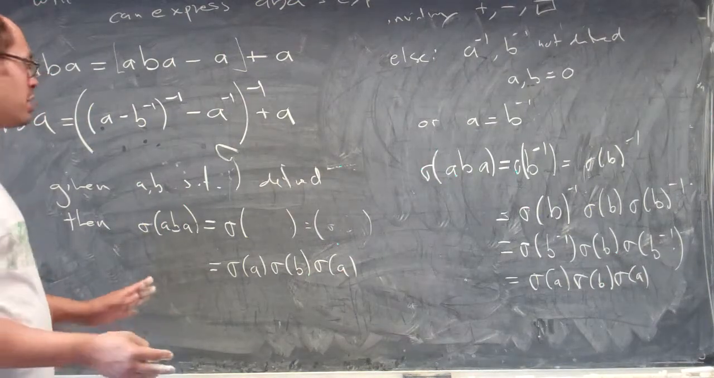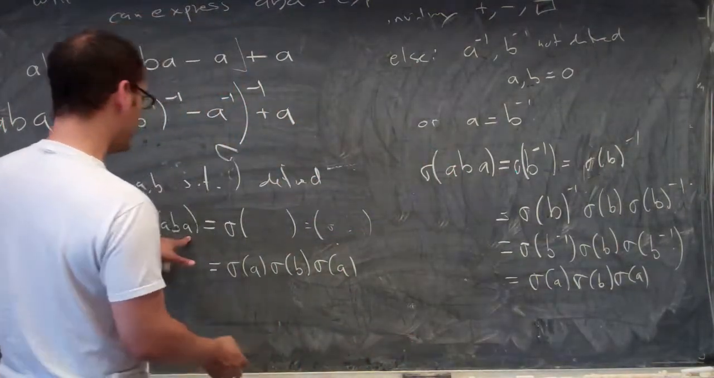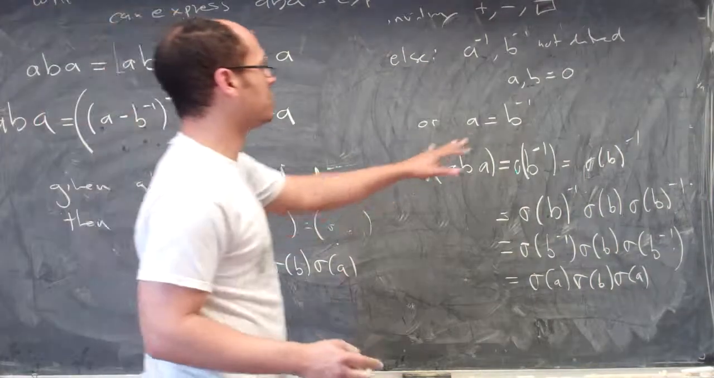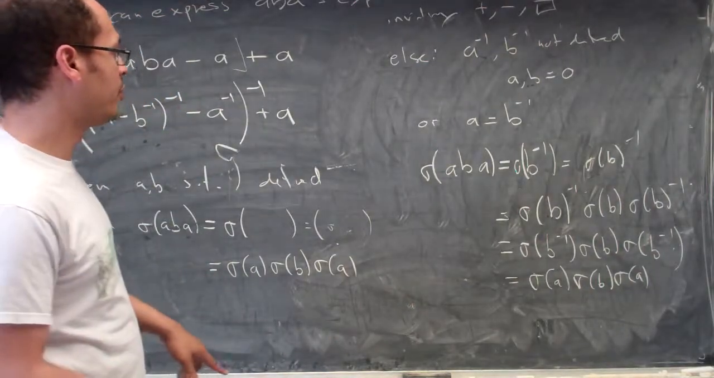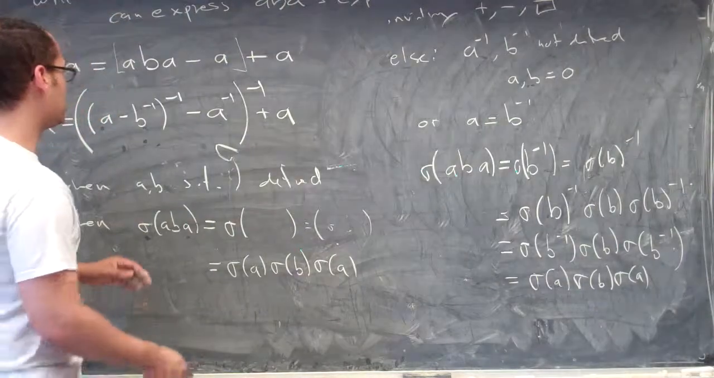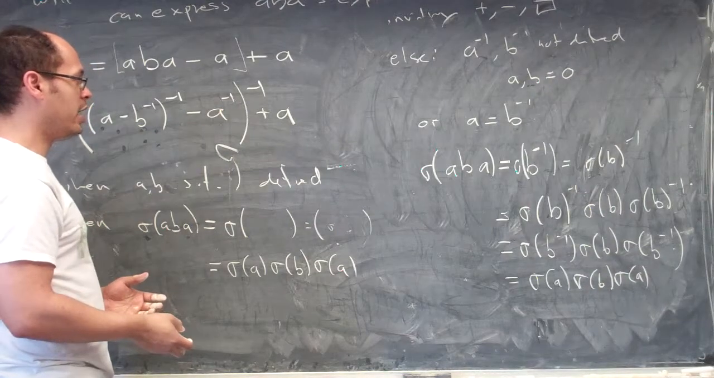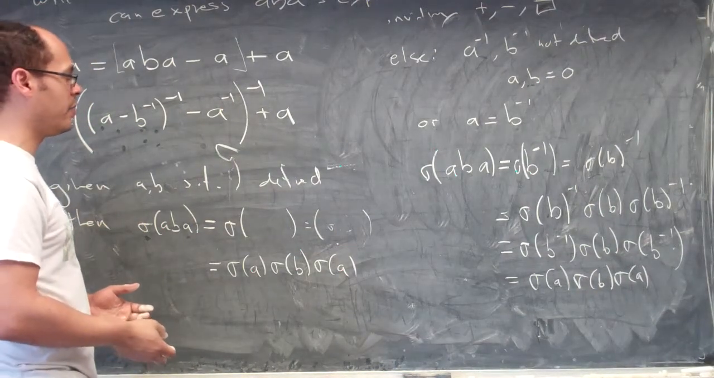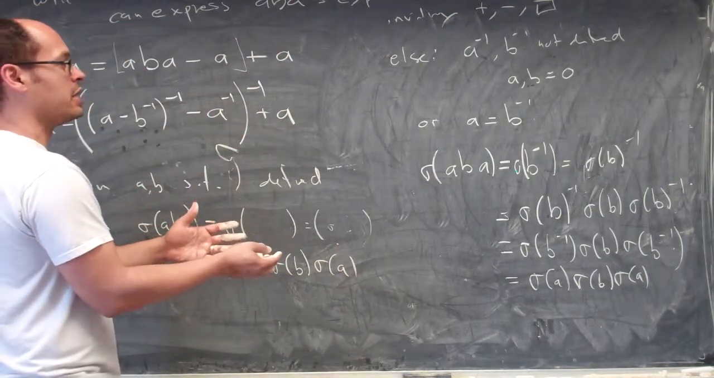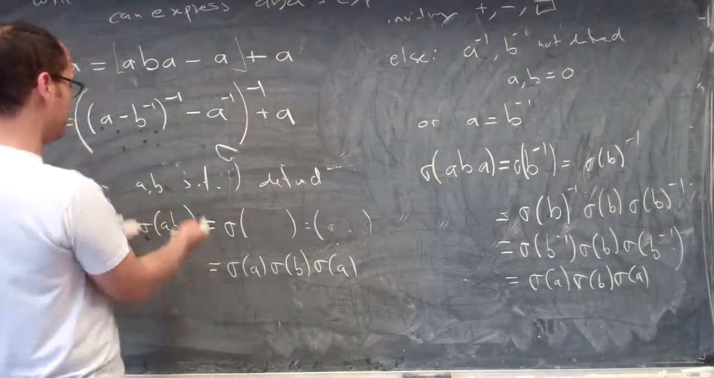So these are all the loose ends. I just want to show that sigma of ABA is equal to this for all A and B. If A and B are 0, one of them is 0, we know it's true. If A is equal to B inverse, we know it's true. I just need to check that if this thing inside here is equal to 0, we still know it's true. And if it's true in all those situations, the only other case is when none of those things are 0, but then this expression will be defined, and then we know it's true as well.